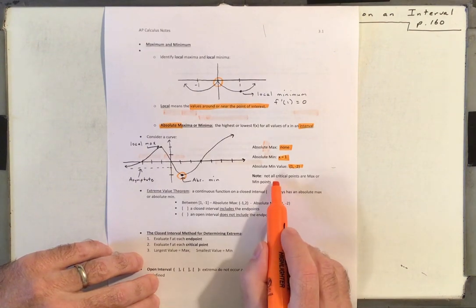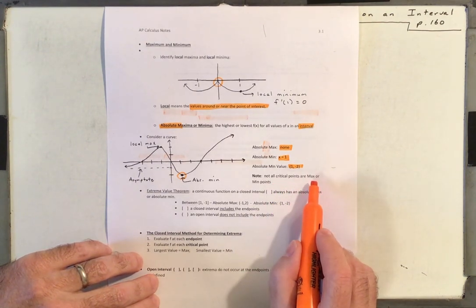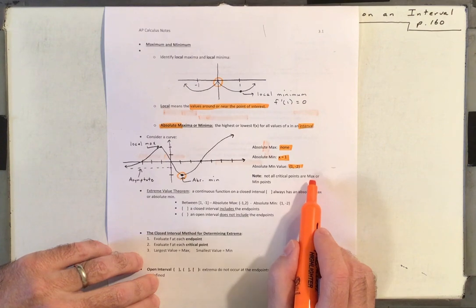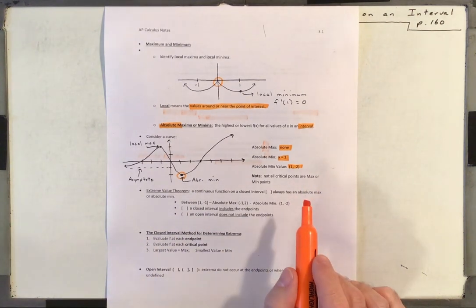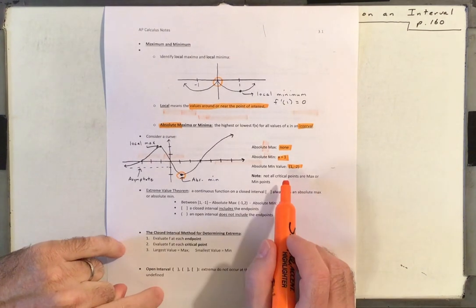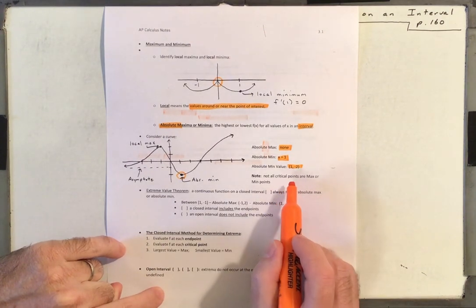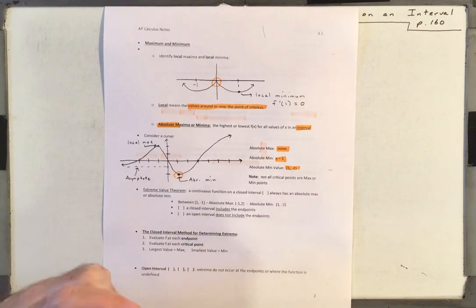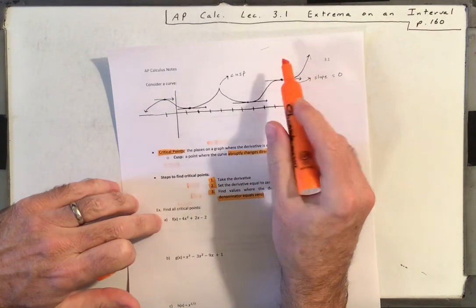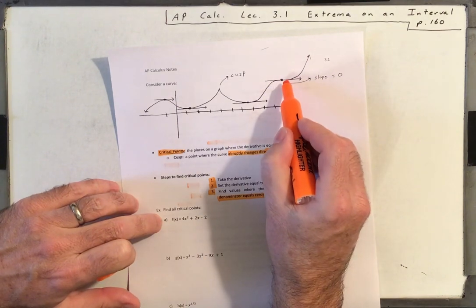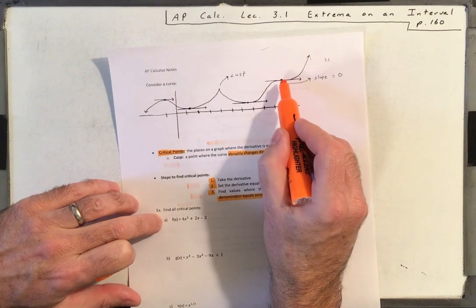Now, not all critical points are maximum or minimum points. You can have a place where the graph goes horizontal for a second and then continues to go up. So, for example, right here, we have a critical point. However, that's not a maximum or minimum, so it doesn't have to be a max or a min.